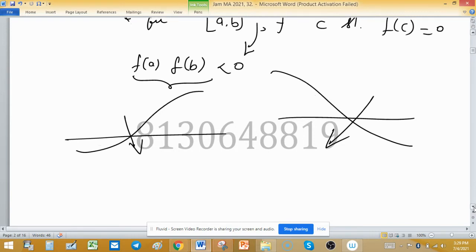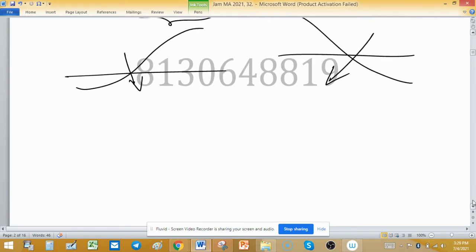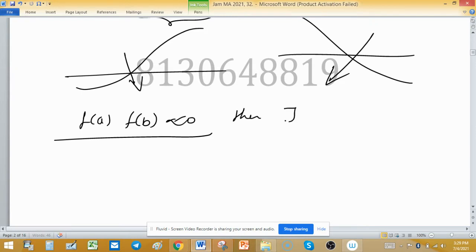And this is a corollary normally known as the Bolzano theorem about roots. If f(a) times f(b) is less than 0, meaning the product of the images of the endpoints of the interval is negative, then there exists a real root. This is normally known as the Bolzano theorem.